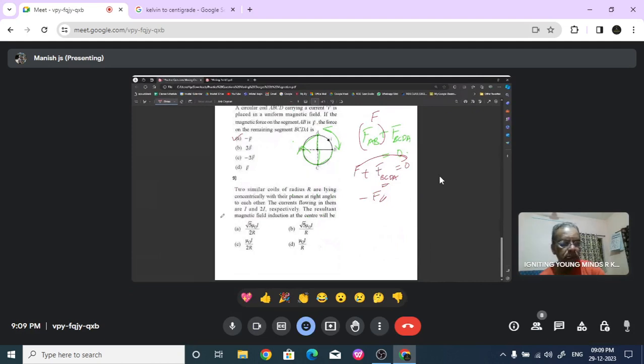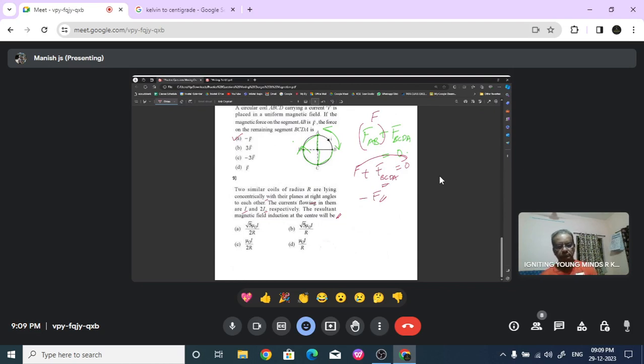Next question also I think you can do it. Two similar coils are lying concentrically with the planes at right angle to each other. The currents flowing through them are I and 2I. They are given. So then what is the resultant magnetic field at the center of this coil? Two concentric circular coils is what they are given. Okay. So appropriately for this also, children, you can find out. So again you make use of the relationship and you can get the answer for this also.